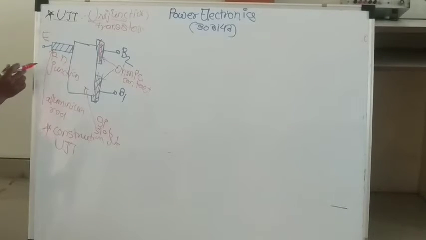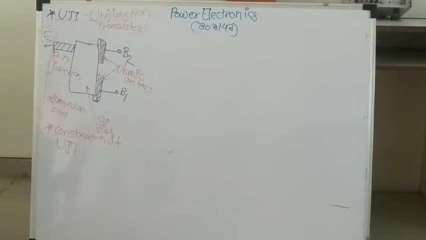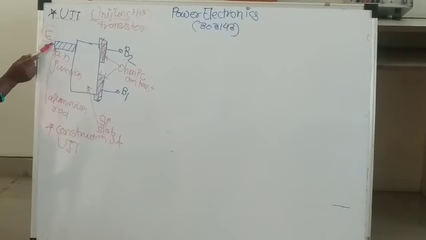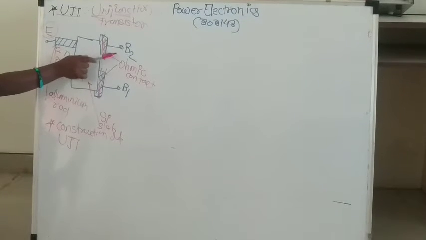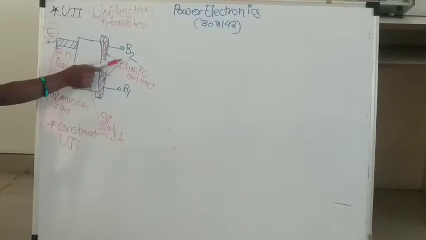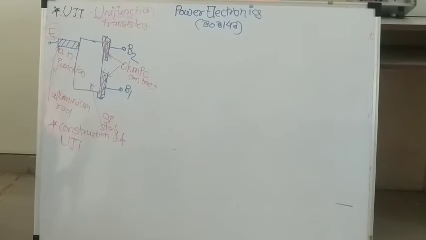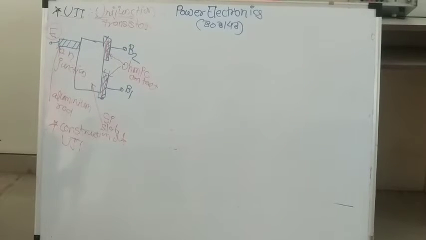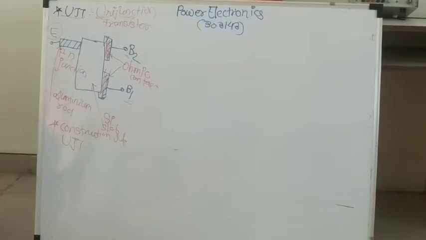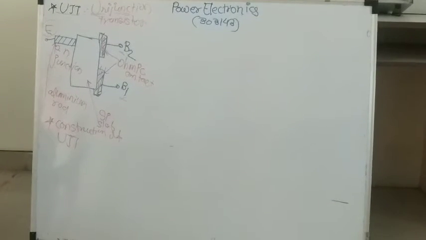Then this UJT has three terminals: emitter terminal, base 2 terminal, and base 1 terminal. This base 2 terminal is closer to the emitter terminal, hence this base 2 is more positive than the base 1. Or we can say that it is at higher potential than the base 1. Now here two bases are present, that is base 1 and base 2. Hence it is also called a double base transistor. This is the construction diagram.